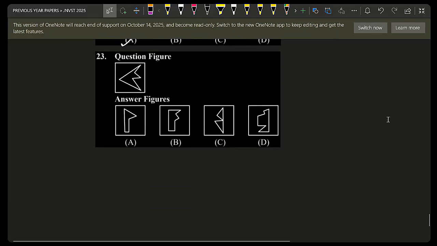23. So we have to fill the triangle now. So to fill this triangle, which part do we want? Definitely option C.